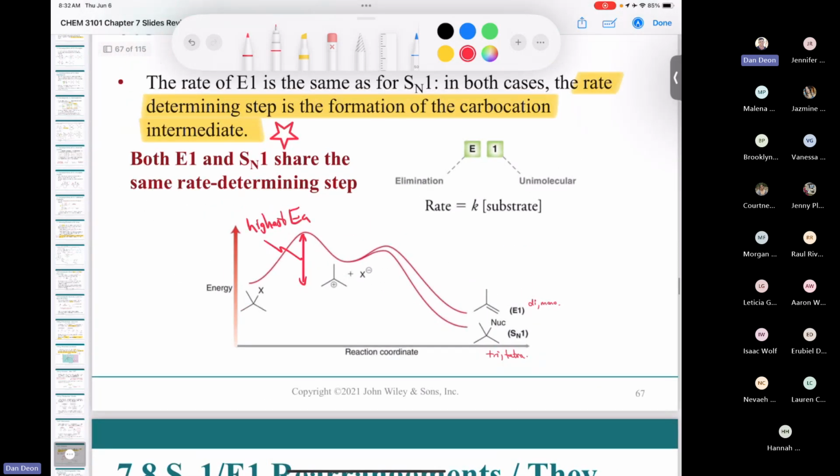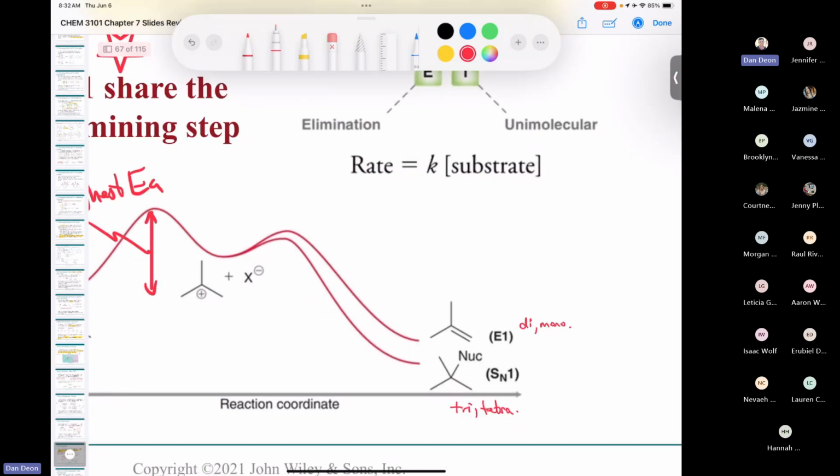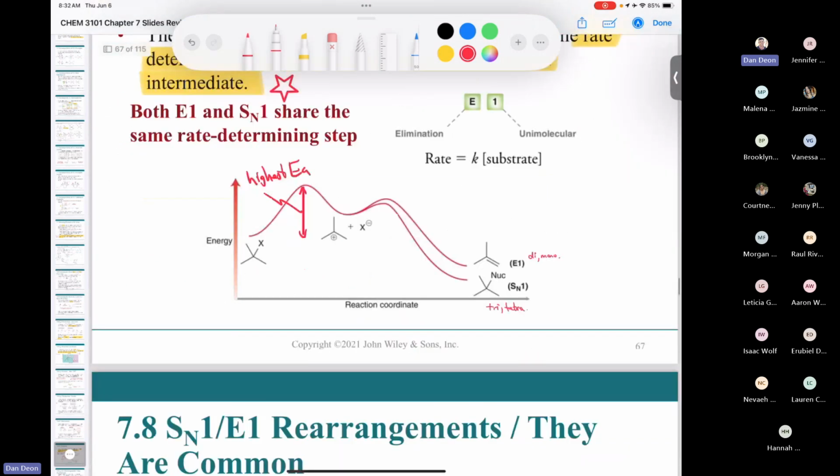Don't worry, you're not going to be really tested on that in any kind of detail. I'm not going to ask you whether this E1 product is more stable than this SN1 product. That's kind of splitting hairs. But in case you're wondering, that's the trend. It generally follows that trend.